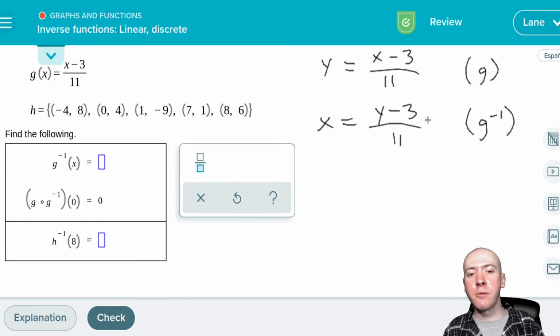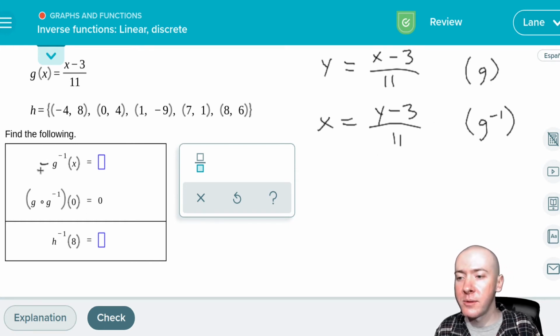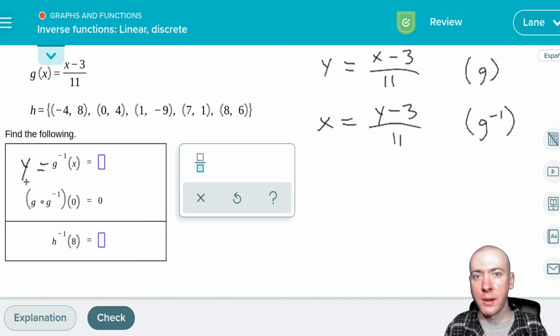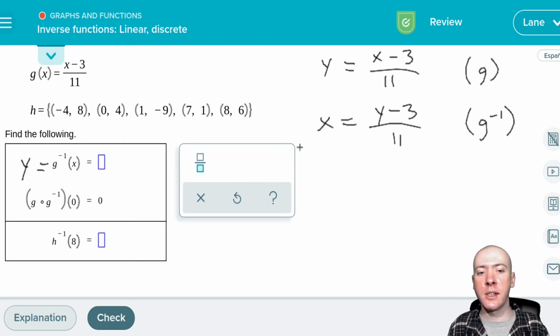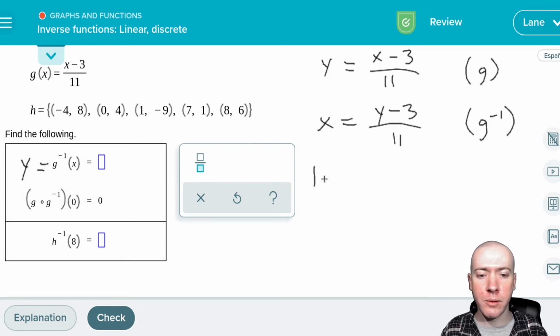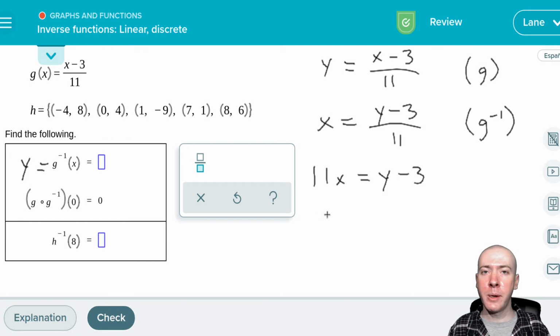This is the function g inverse, but that's not what we plug in right here. What we need to do is solve this for y, because g inverse of x means y if we're talking about the function g inverse. So we need to leave y on the right-hand side and move things over. The first thing we should do is multiply both sides by 11, and we would get 11x equals y minus 3. And then if we add 3 to both sides, we'll have y by itself.